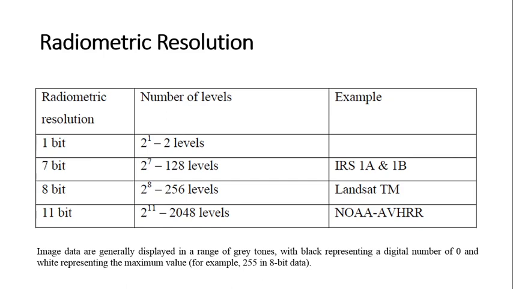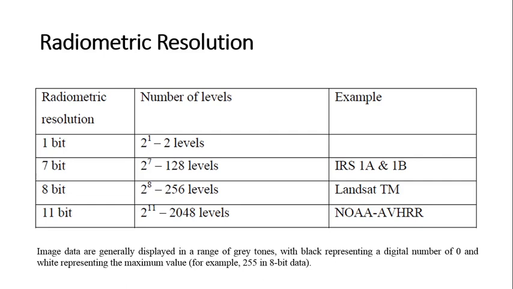So here, this table actually shows the radiometric resolution and the corresponding brightness levels available. For example, IRS 1A and 1B, which have 7-bit radiometric resolution, have 128 levels. Landsat is 8-bit radiometric resolution, it has 256. NOAA AVHRR has 11-bit radiometric resolution and it has 2048 levels.